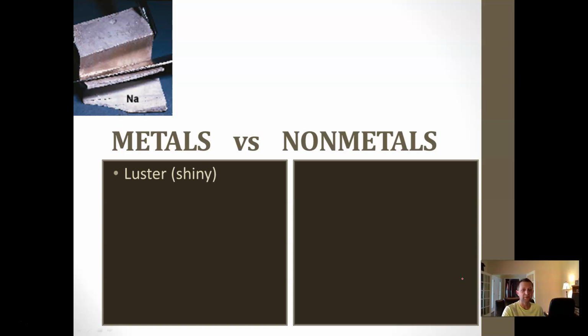Okay, so metals tend to look shiny, right? We say that they have a luster to them, so that's our fancy vocab word there. When you can hammer it into a thin sheet, and you should make sure you know what these terms are, that's malleability, or how malleable something is. So can you hammer it into a thin sheet?